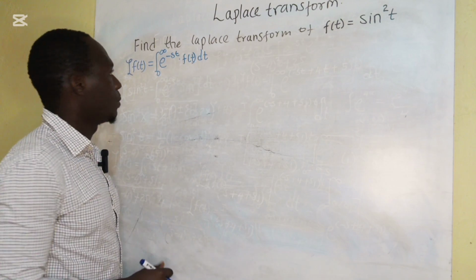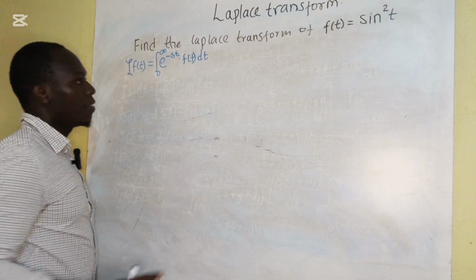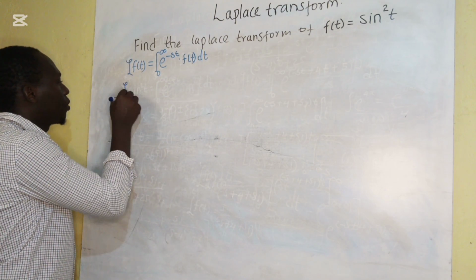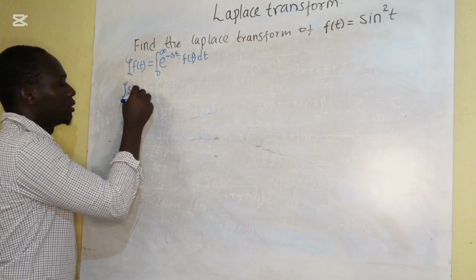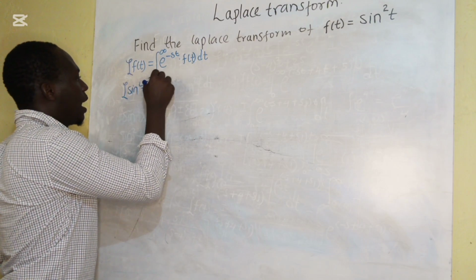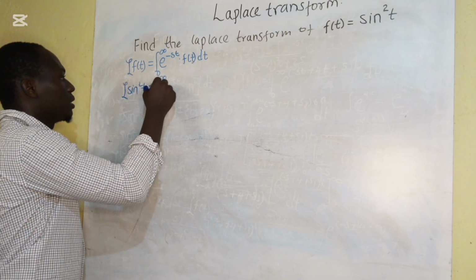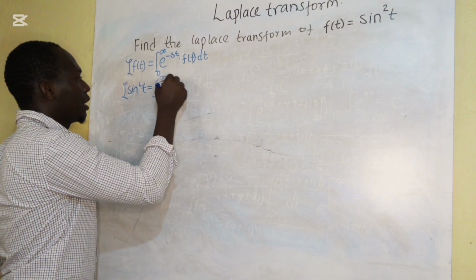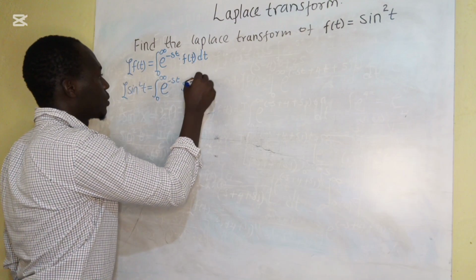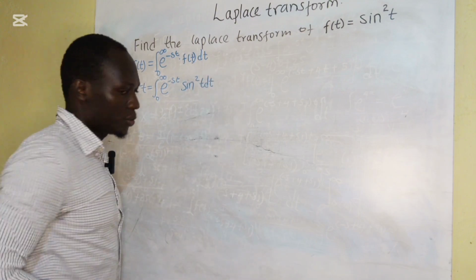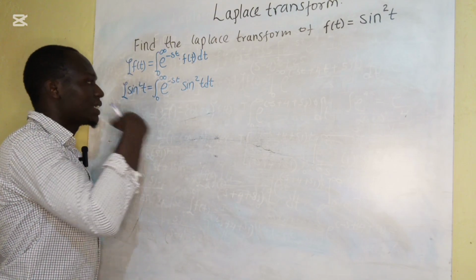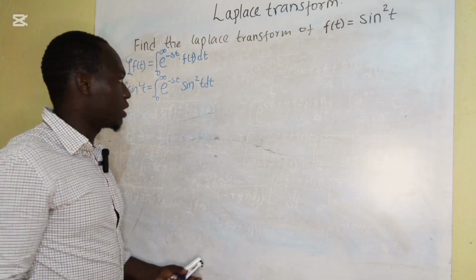In our next step, we are going to replace our function f of t with sine t squared, to mean that we are going to have the Laplace transform of sine squared t is going to be equals to an integration with respect to our limits, exponential negative st we multiply by sine squared t, and our integration is with respect to dt. From this point now, we are going to rewrite sine squared t into its simplest form.